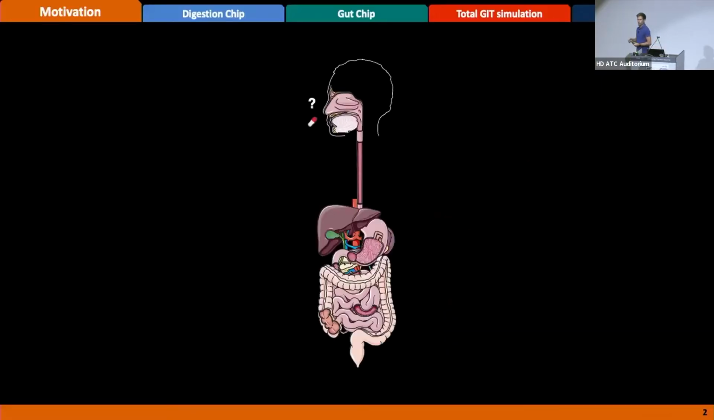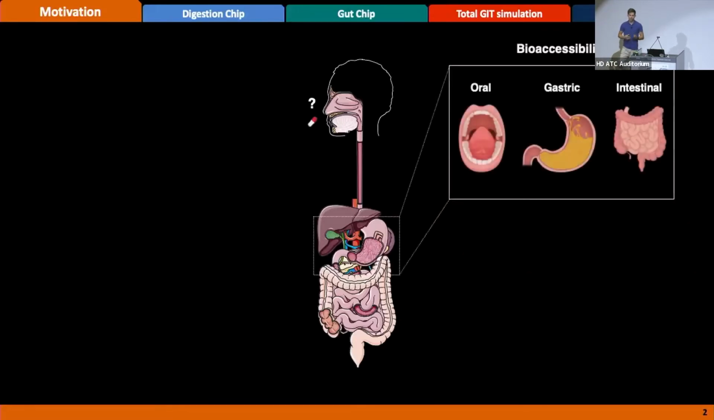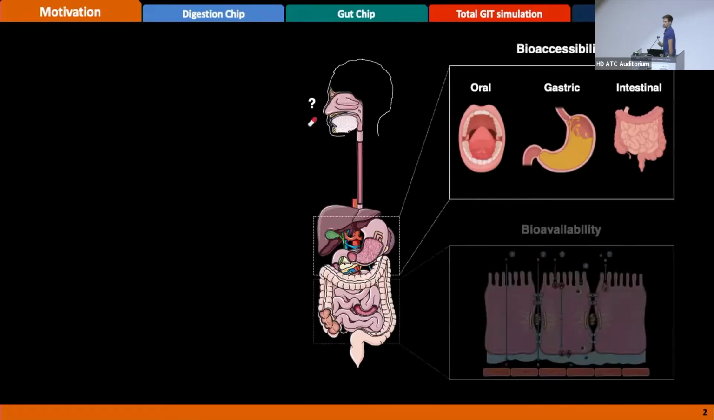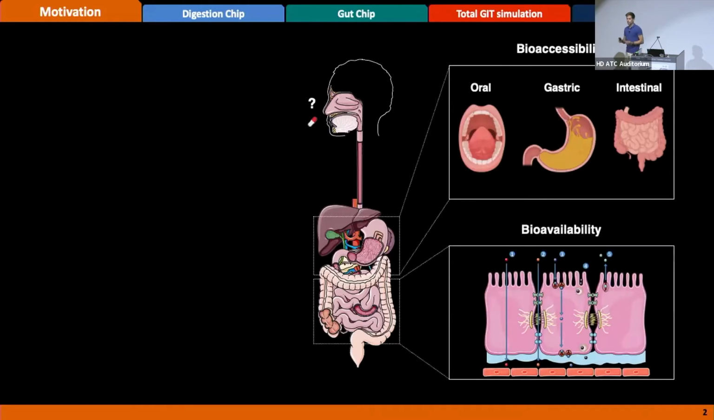When we are developing new drugs or foods, we want to be able to test their bioaccessibility, which is the fraction of the compound that is available for intestinal absorption following digestion. And also its bioavailability, which is the fraction of the compound that is found in circulation following intestinal absorption and metabolism in the liver.